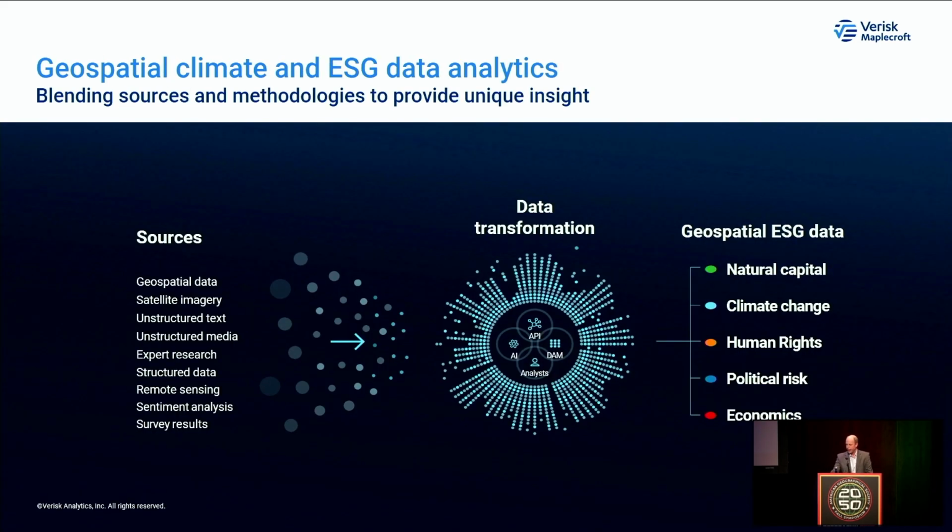So how do we do it? Well, it's no surprise, given the nature of this conference. At our core, we have a set of geospatial risk analytics that draws on a range of sources. So we use satellite imagery, we use unstructured data, we rely on climate models, as well as other environmental models. And we employ a range of different technologies and methodologies that pull all this together into decision-useful geospatial data sets. And we cover over 150 different risk issues across those 5 broad buckets of risk that you can see there: natural capital, climate change, human rights, political risk, and economics.